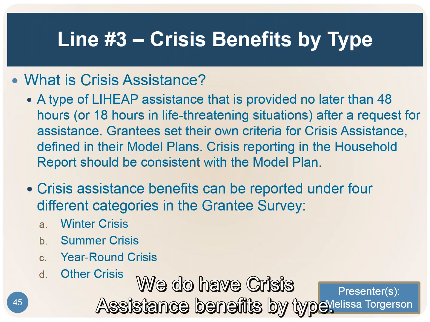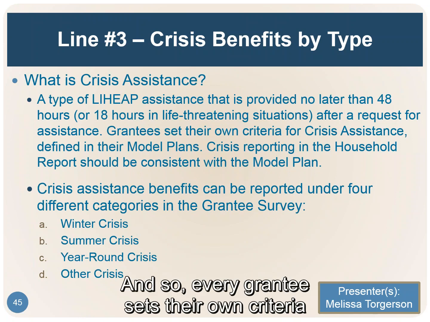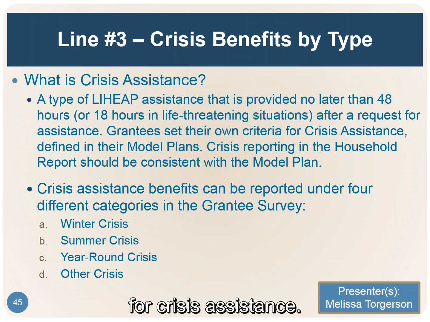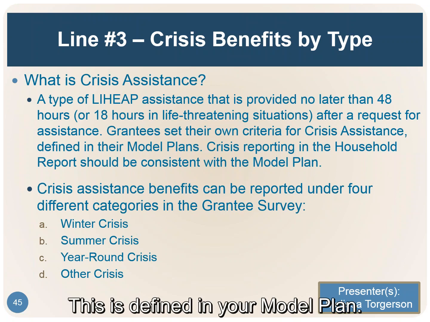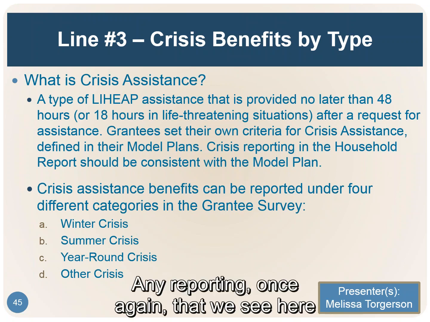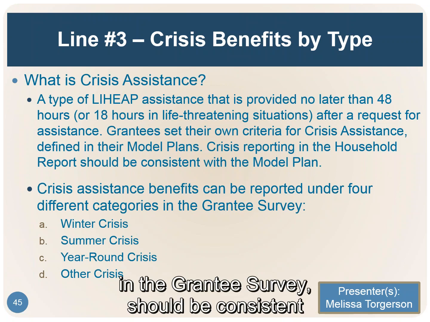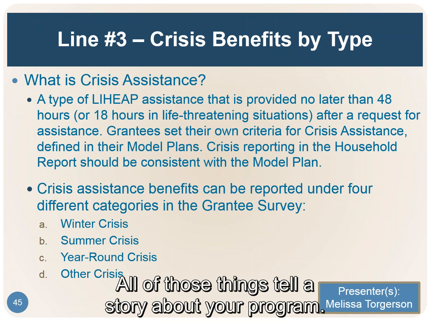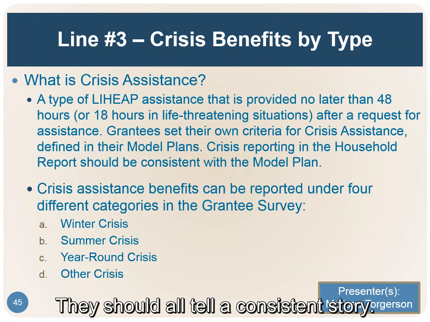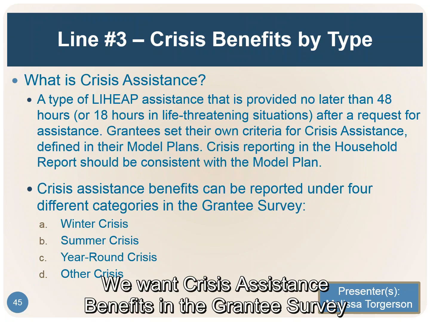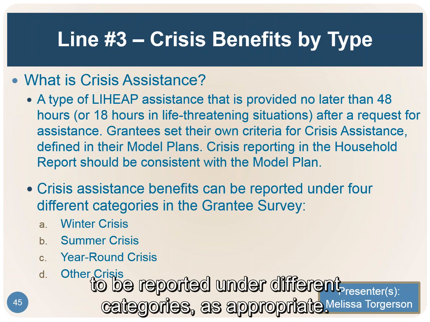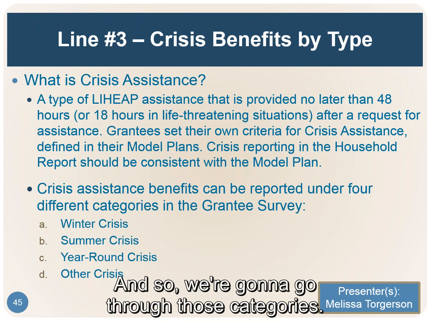We do have crisis assistance benefits by type, and every grantee sets their own criteria for crisis assistance. This is defined in your model plan. Any reporting that we see here in the grantee survey should be consistent with your household report and your plan. All of those things tell a story about your program. They should all tell a consistent story. We want crisis assistance benefits in the grantee survey to be reported under different categories as appropriate. So we're going to go through those categories.